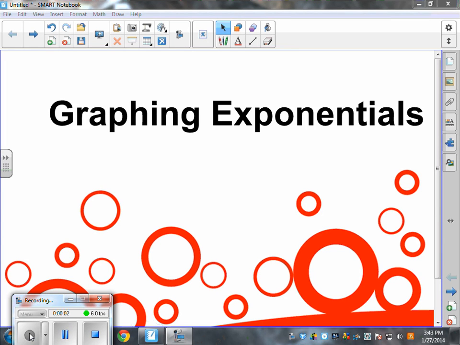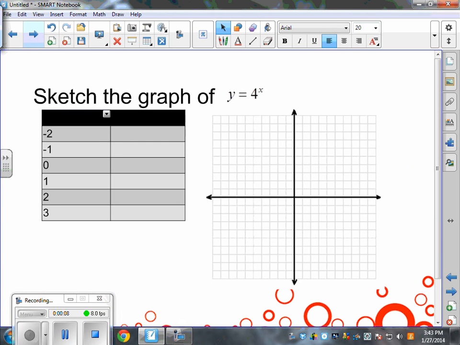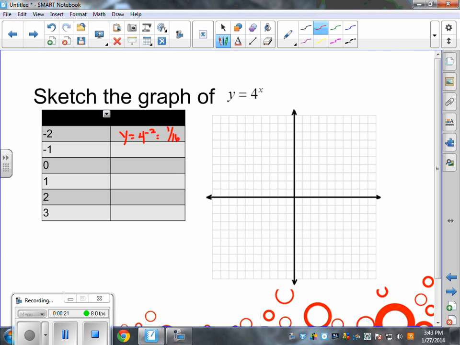So in this video, we're going to be working on finding the graphs of exponential functions. So let's first start with sketching the graph of the function y equals 4 to the x. So if we put in -2, we have that y would be 4 to the -2, which would be 1/16. Remember, that's 1 over 4 squared. If I put in -1, I get 4 to the -1, which would be a fourth.